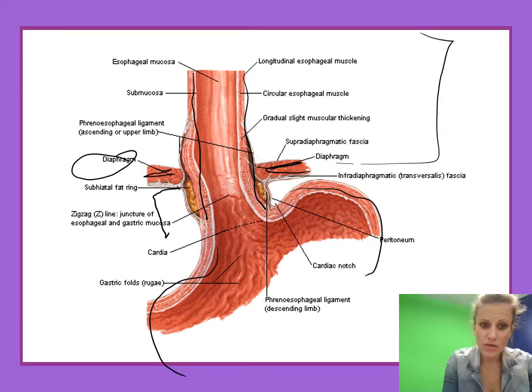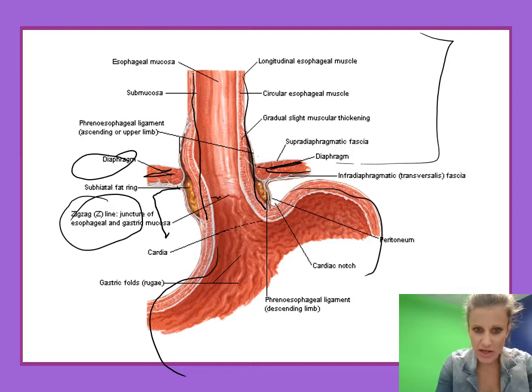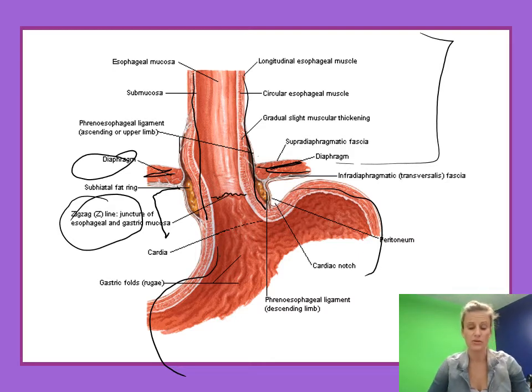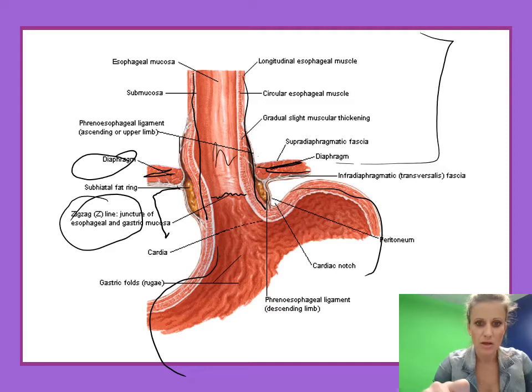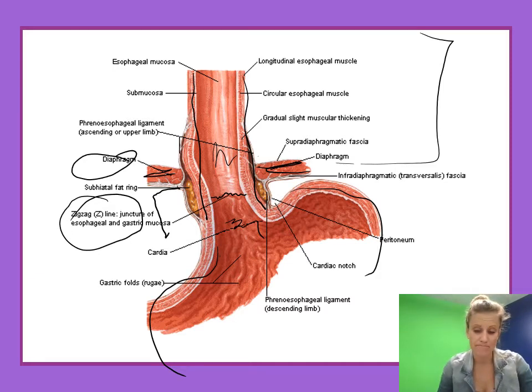The Z line you can see here. Okay, so the Z line is this line right here where the mucosa, or the inner lining, abruptly changes. Okay, so you see the esophageal mucosa lining the esophagus up here, and then you can see the gastric mucosa, or the mucosa of the stomach, which is highly folded down below the Z line.